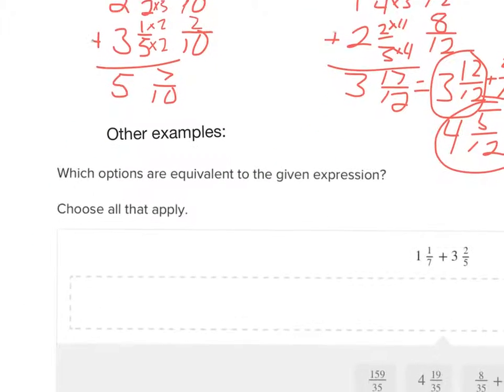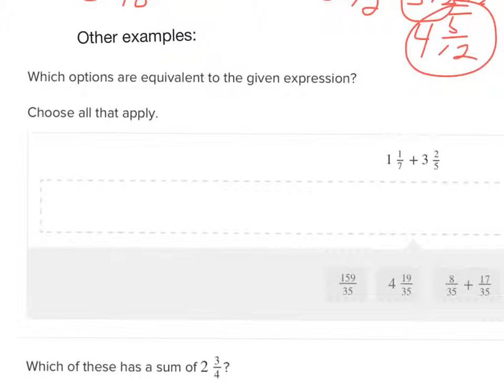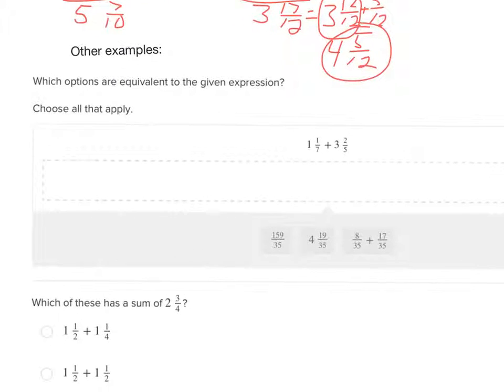Alright, so here's some other examples which you do not need to put in your notes, just pay attention. Which options are equivalent to the given expression? The given expression is 1 and 1/7 plus 3 and 2/5. Well, let's take a look. It looks like we have 3 different options we need to check.